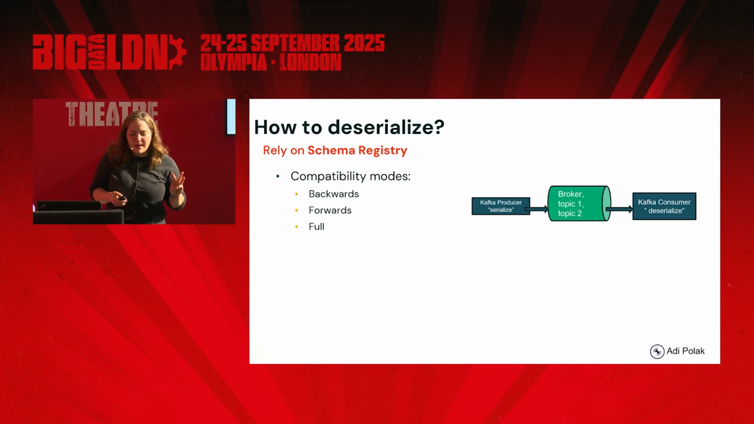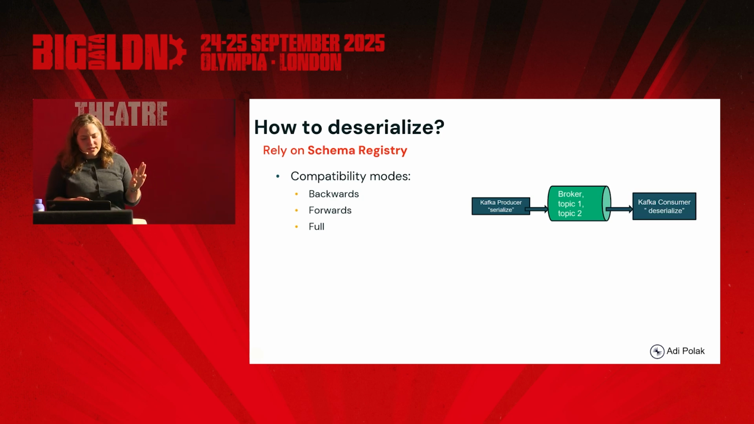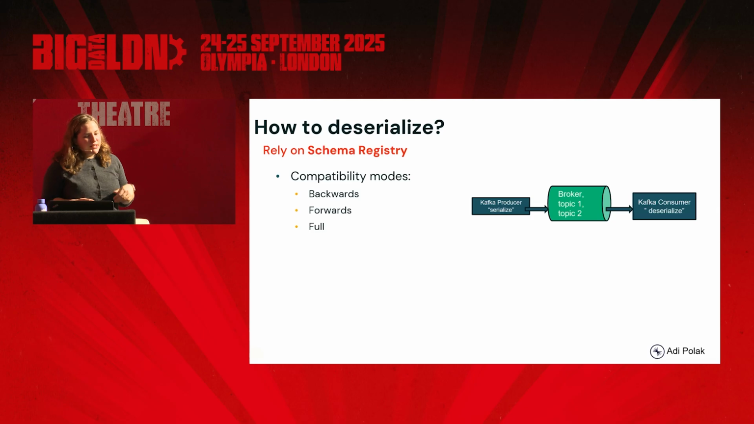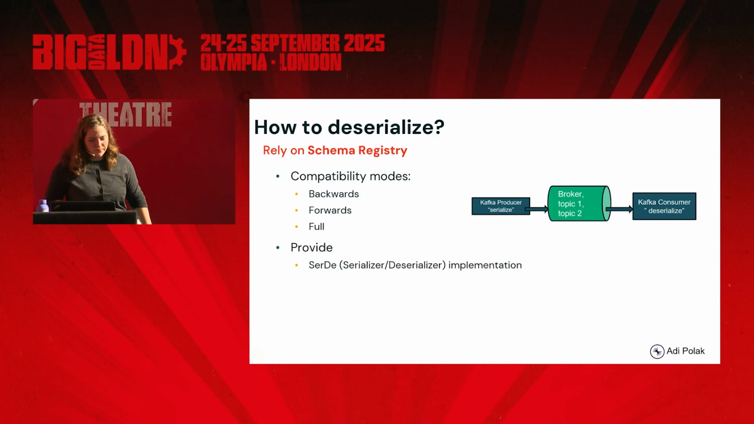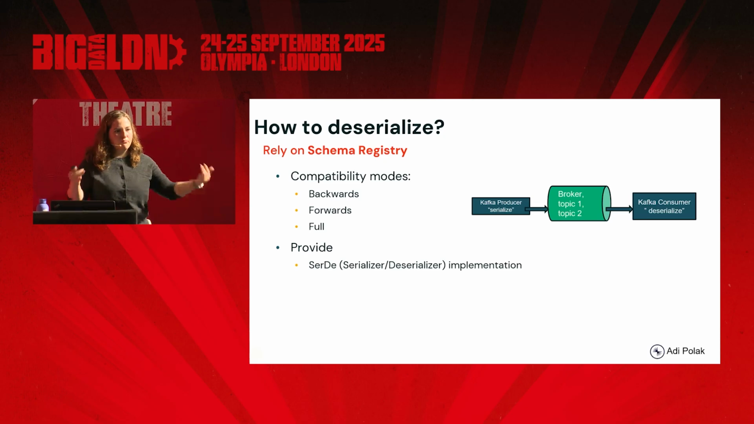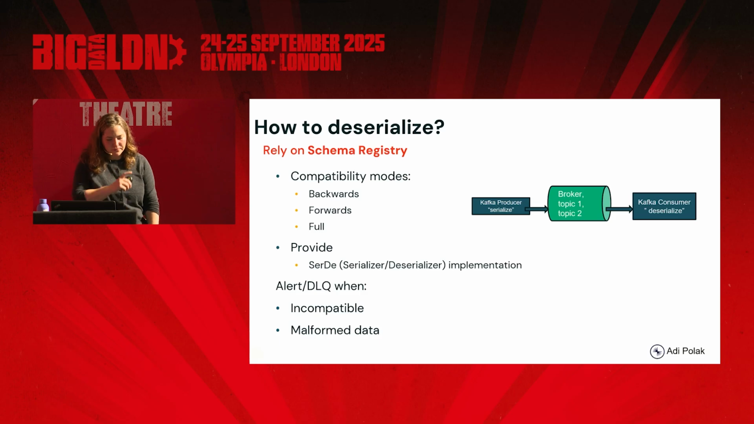So this is one step. It had 3 different compatibility modes. One is backwards, which means consumers can read previously produced data. One is forward, which means consumers using old schema can read the newly produced schema. This is really important. And the second one is full, both sides, essentially. And it all works through the serialization, deserialization process that we know exists in Kafka.